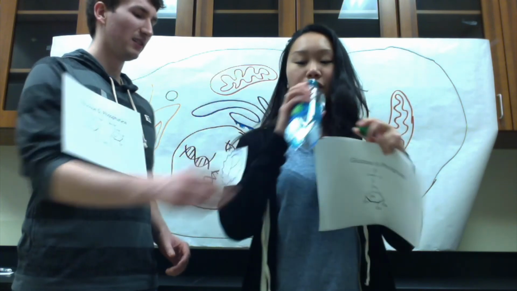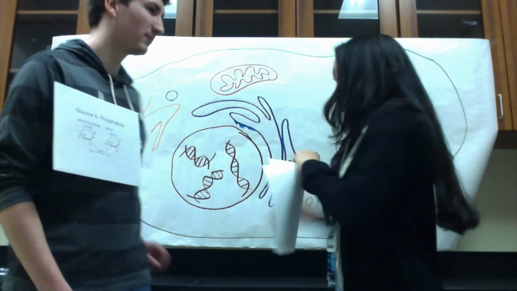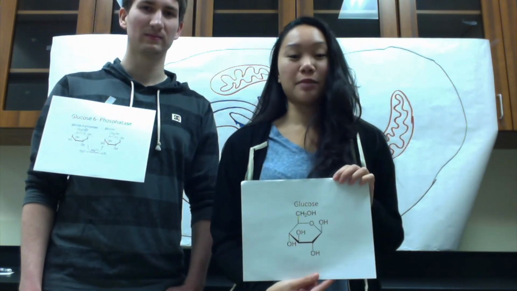In the final step of gluconeogenesis, glucose 6-phosphate is converted to glucose by the enzyme glucose 6-phosphatase, which uses another hydrolysis reaction to cleave phosphate. Now I'm glucose and I can leave the cell and go to other tissues and provide energy.